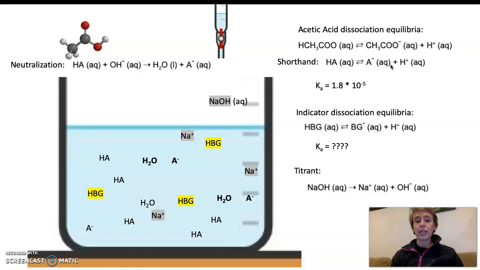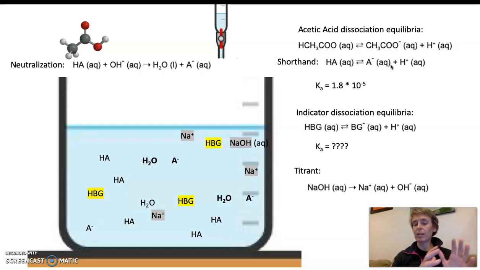And eventually, at some point, you might be saying, hey, what about those indicator molecules? They're weak acids as well. Depending on the relative strength of the weak acids, comparing acetic acid and the indicator, we would expect that indicator molecule to also undergo neutralization. What happens in that reaction?